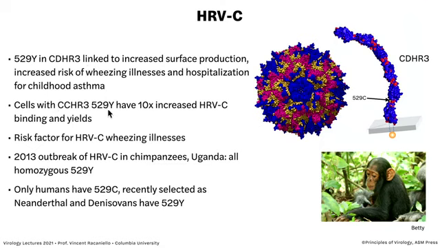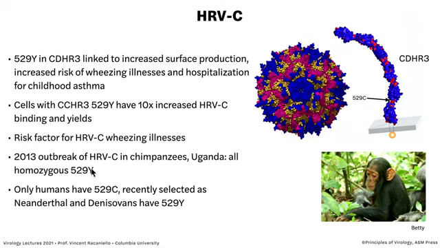And cells which have this change have tenfold more receptor on the surface. They have more binding of virus and more yields. So in other words, humans can have either C or Y at this position. And if you have Y, you're predisposed to more severe infections. Back in 2013, there was an outbreak of Rhino C in chimpanzees in Uganda. These were in a preserve, and they got the virus from people who were visiting the preserve. All of these chimps are homozygous for 529Y. None of them have C, and they're particularly susceptible.